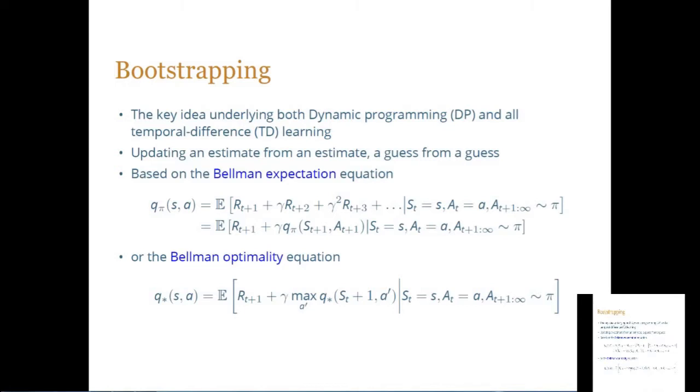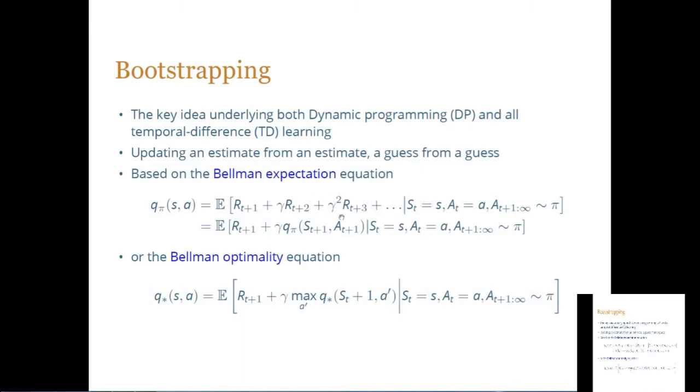And the idea is what you already know. So instead of updating an estimate from the true value, we use the same estimate at the next time step to update your current estimate. So we make a guess from a guess.